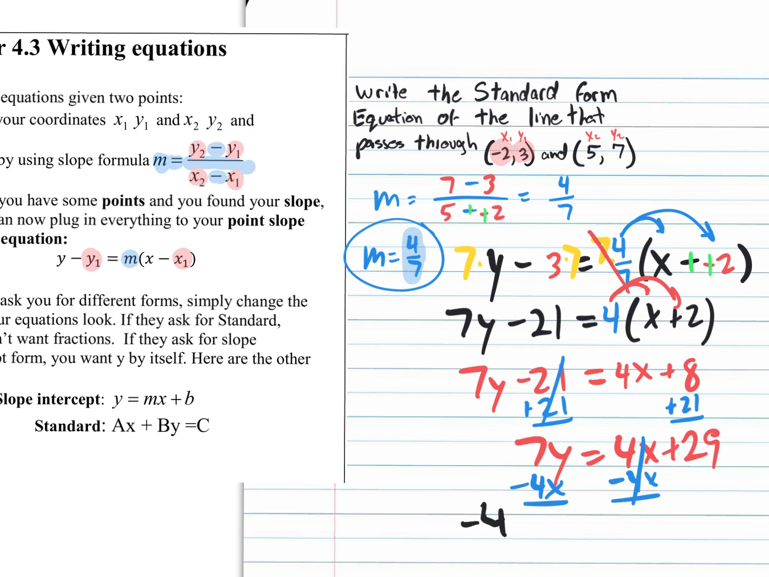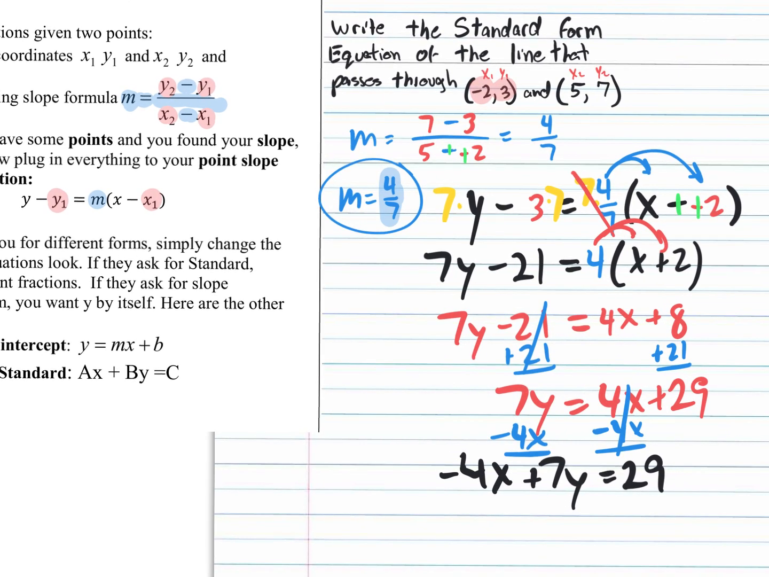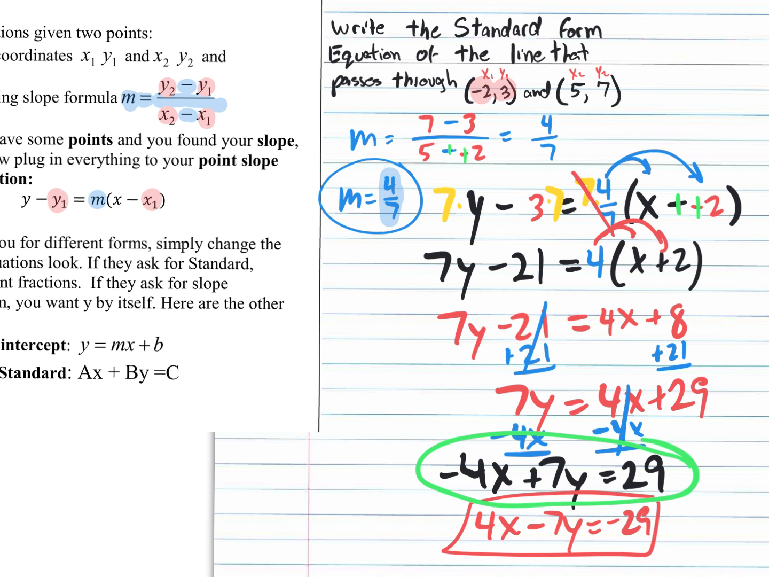Negative 4x plus 7y equals 29. That is my standard form equation, and that's what they asked for. Let's say you were taking a multiple choice test and you didn't see that exact equation in the answers. They may have written it as a positive 4x with a negative 7y equaling a negative 29. So either one's totally fine. I like this one, but if it's in multiple choice and it's not there, it might have all the signs changed. Do we get it?